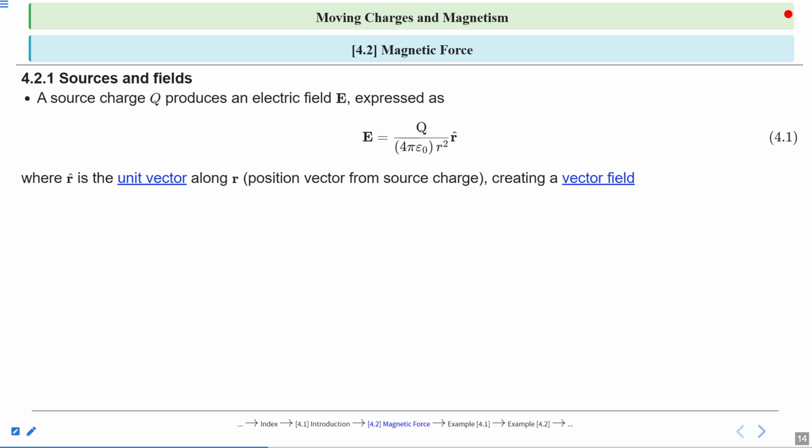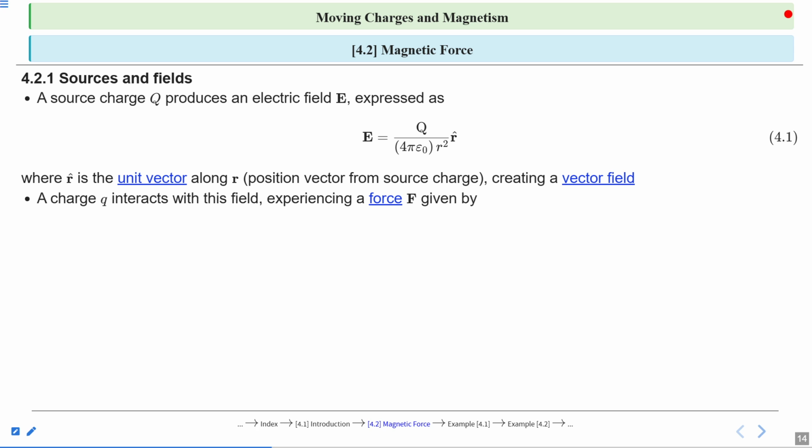So where R cap is the unit vector along R, the position vector from the source charge, creating a vector field. A charge Q, now electric field is produced. Now this charge Q interacts with the field. Another charge is there, small q. We can consider it as a test charge also.